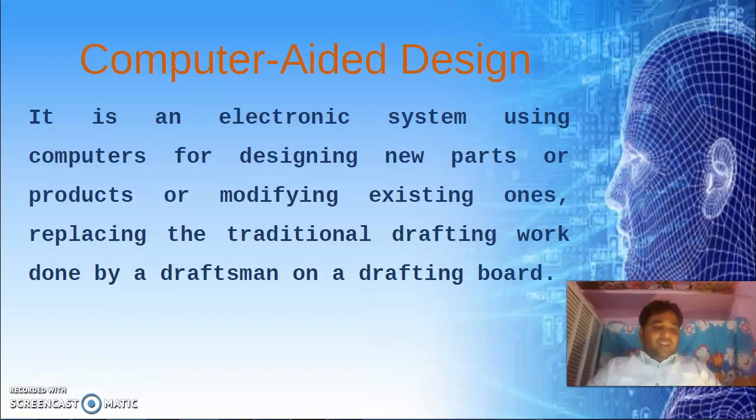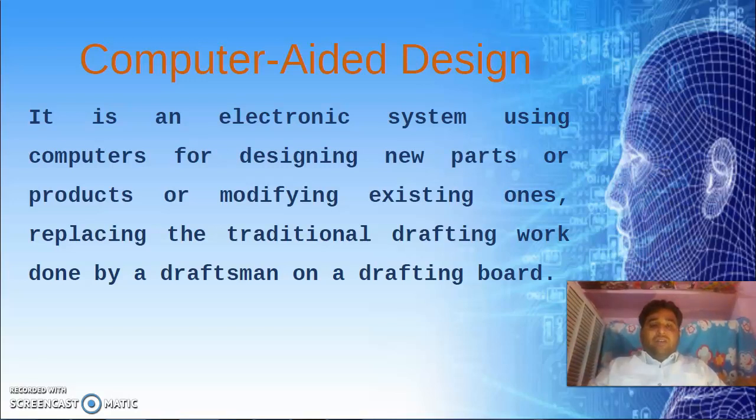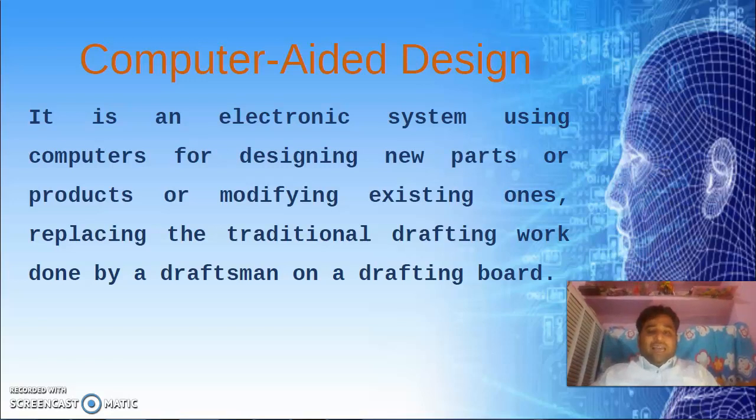So the first thing is computer aided design. It is an electronic system that uses computers for designing new parts or products or modifying existing ones, replacing the traditional drafting work done by a draftsman on a drafting board. See, earlier in the industry, there were room-like structures having drawing sheets of more than 30 feet, 40 feet. People used to crawl over the drawing sheets to design something, to draw something, and they needed to wear hand gloves and socks to crawl over the drawing sheet to edit something.